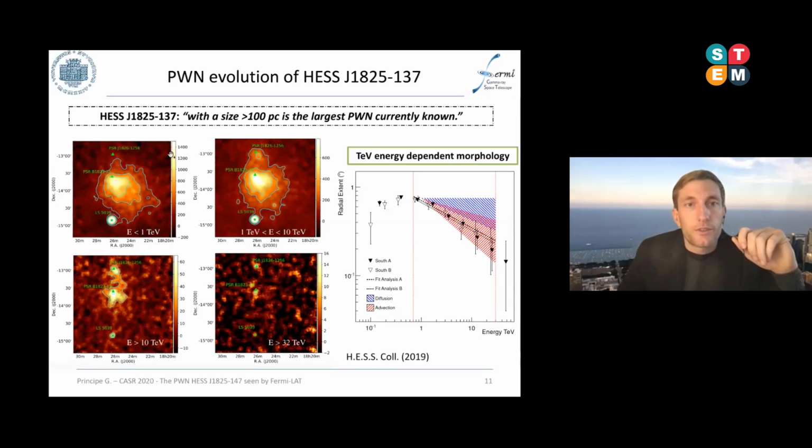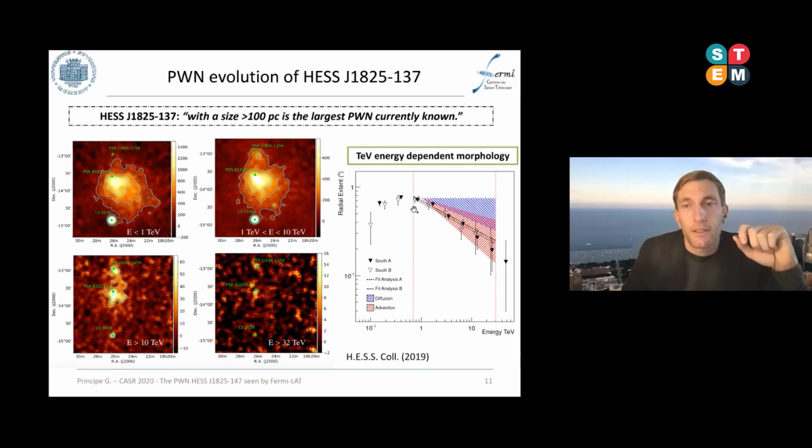But our work was also triggered by a recent work by the H.E.S.S. collaboration, where they studied this source again and found that it has a size larger than 100 parsec, which makes it the largest pulsar wind nebula currently known by this size. They also found a really strong energy-dependent morphology. What you can see here are the excess maps, showing the extension of the source, moving from energies below 1 TeV to above 32 TeV. And here you can see that the extension starts to decrease and goes toward the position of the pulsar, from where the electrons are accelerated.